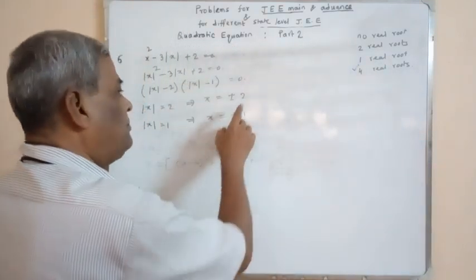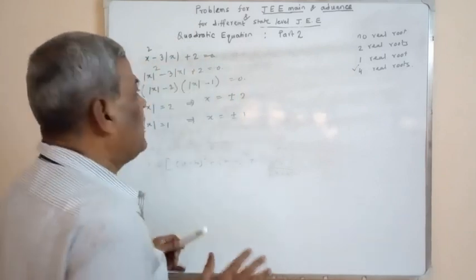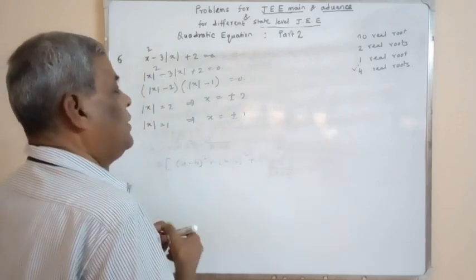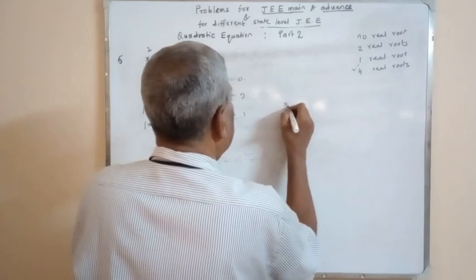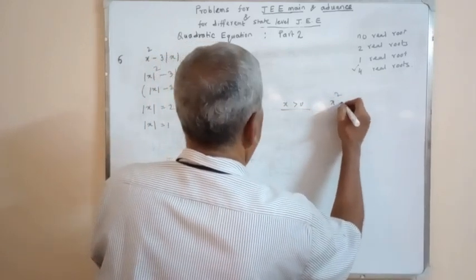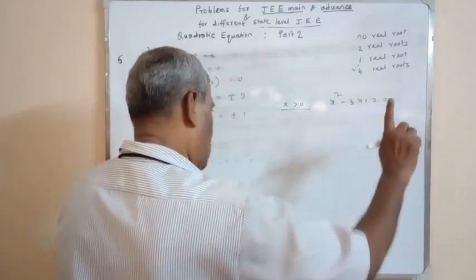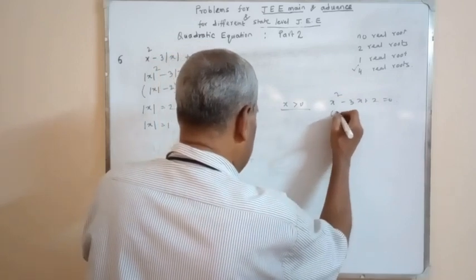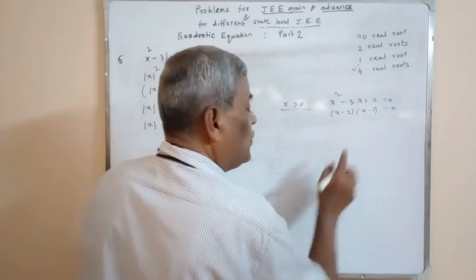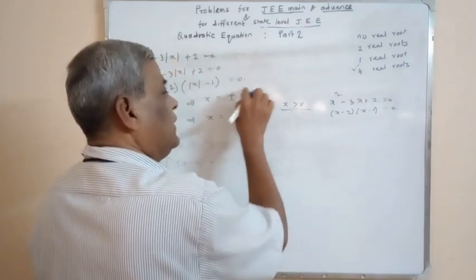You can verify by putting 2, minus 2 here, 1, minus 1 here. You can see it. Or you can solve in that way also. First you take x is positive, then the equation becomes x squared minus 3x plus 2 is equal to 0. So in that case, by factorizing, it is x minus 2 into x minus 1 is equal to 0. So roots are 1 and 2. I already obtained it, 1 and 2.